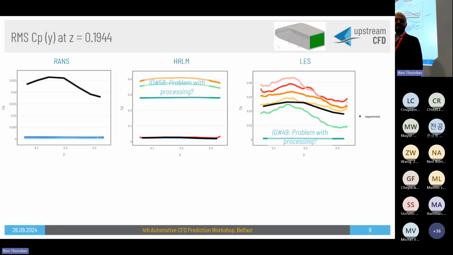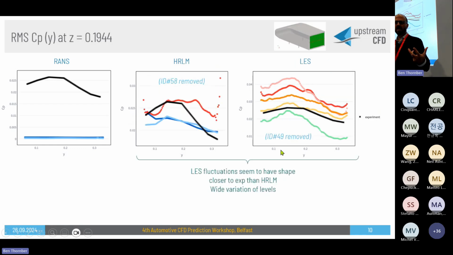Looking at the fluctuations, obviously from RANS we get nothing or very little, and on some I've flagged a few potential issues. So ID58, maybe the CPRMS has been processed wrong, and the same for ID49 on the LES side. And when I remove those, what we see is that, as Gary showed, the fluctuations with scale resolving methods are much closer to the experiment. And I think the LES in general looks closer in shape than the hybrid methods. Again, a wide variation of the levels.